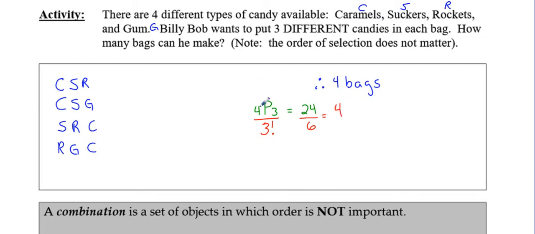So if you had 4 candies and you're arranging 3 of them, well, arranging 3 of them produces the same bag. So that's why you have to divide by the 3 factorial. 3 factorial is 6 because all 6 arrangements of these 3 candies produce the same bag, and that's where the 4 came from. Now, this calculation is actually 4C3. So what we're working on today are using combinations instead of permutations.